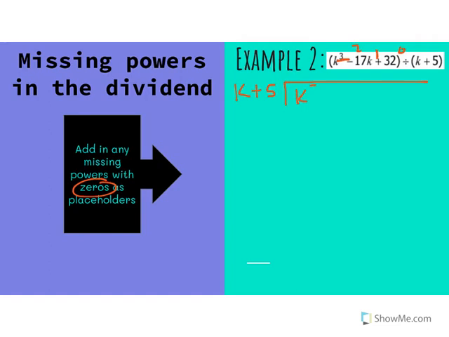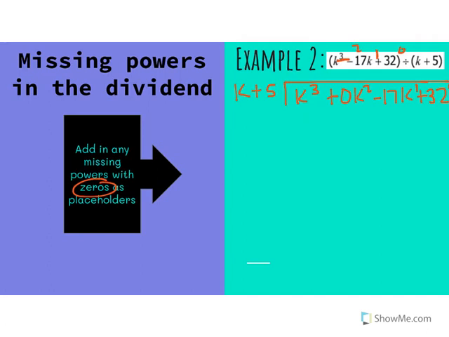So we have our k to the third, and for that 0, we're just going to put plus 0k squared. Then we can write the rest of our polynomial because we aren't missing anything. So I have k to the third, 0k squared, which is our 2, 17k to the 1, and then our degree of 0 with that 32 constant. So now we have all our polynomials. You have to place a 0 if you are missing one.